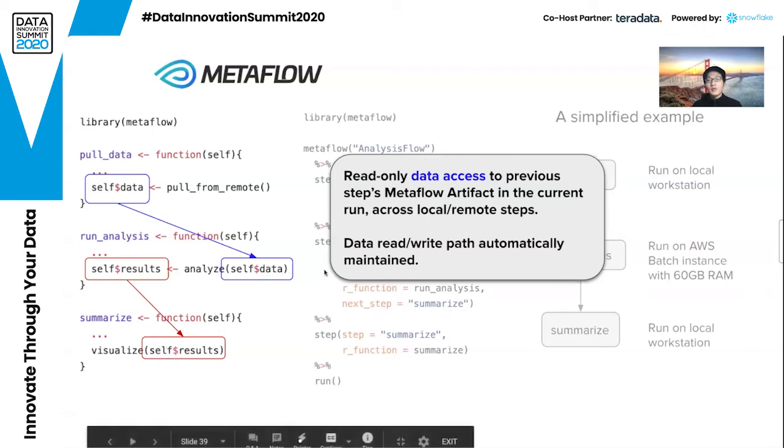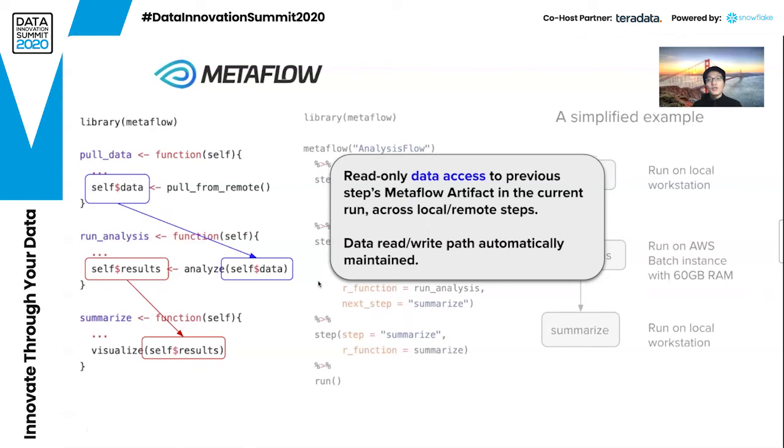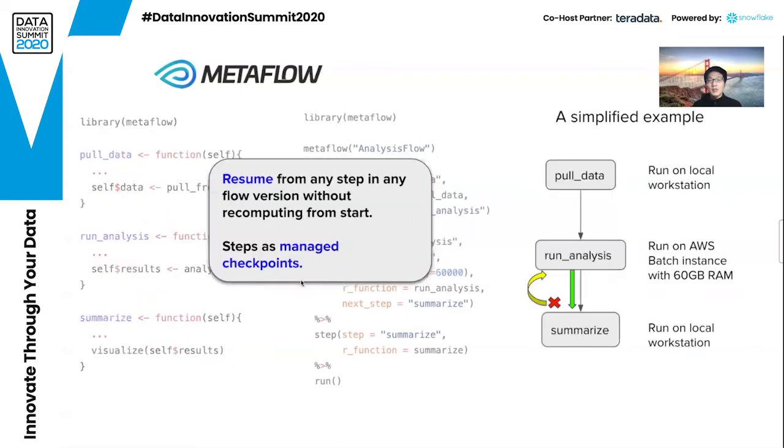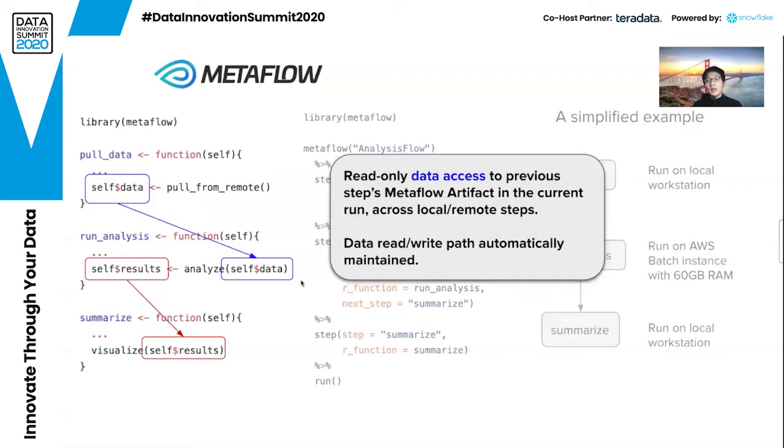Reading data from a previous step is straightforward. You don't need to worry about the path of the data files. Referring to self variable names gives you the data generated in the previous step by the current run. You can also read artifacts from any step in a past run using the Metaflow client, simply by referring to the step name and run name.